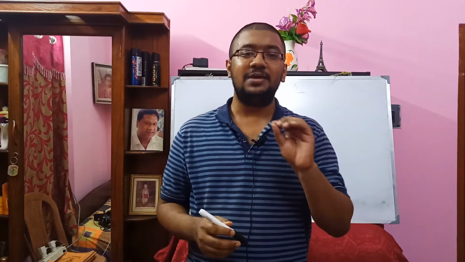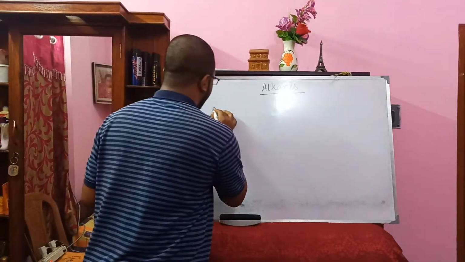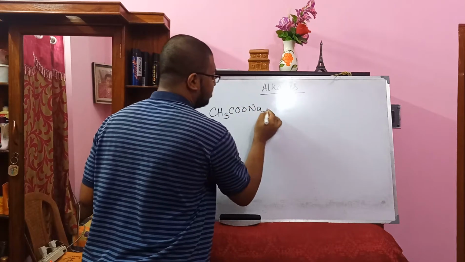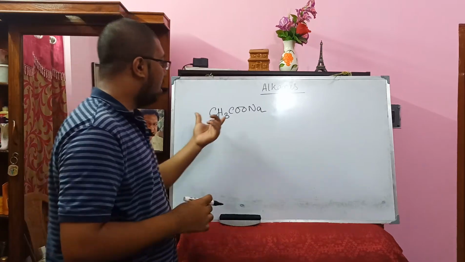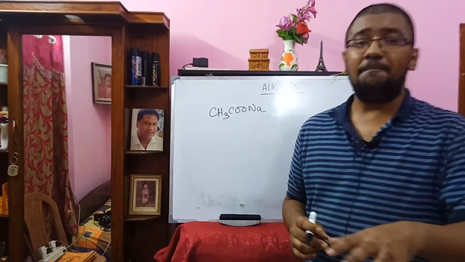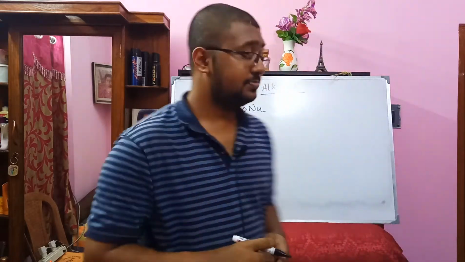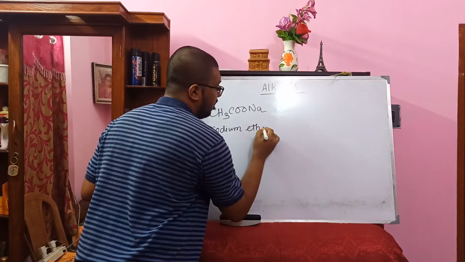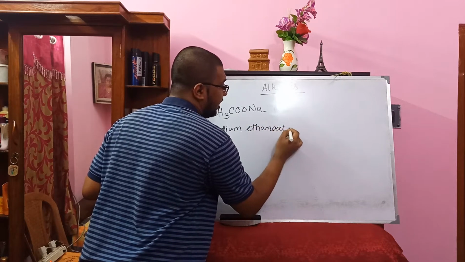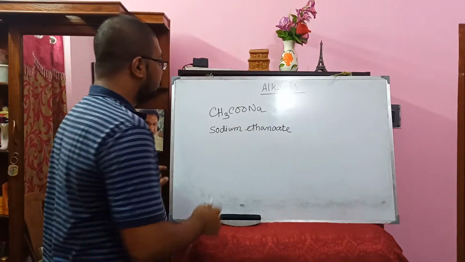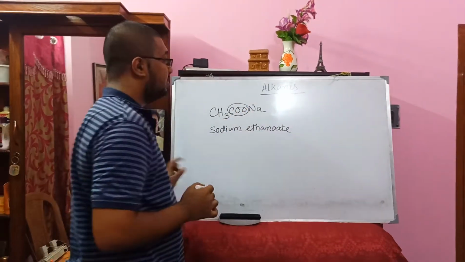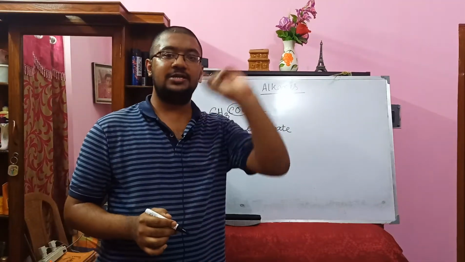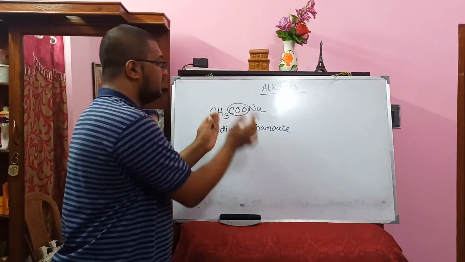To prepare methane, what you have to take first is CH3COONa. Do you know the name of this compound? This compound is called sodium ethanoate. We will again discuss the nomenclature. If a group has COO, then it is called the alkyl alkanoate group, that is the ester group. That we will discuss later on. So this is sodium ethanoate.